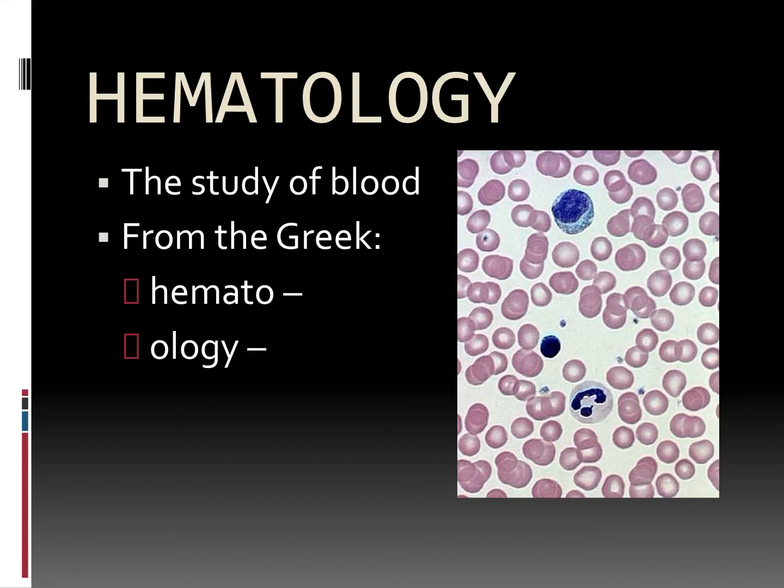So this is lecture 1 of our blood unit. The scientific name for the study of blood is hematology. Hemato refers to blood, and then ology is the study of, as I'm sure you know. So hematology is the study of blood.